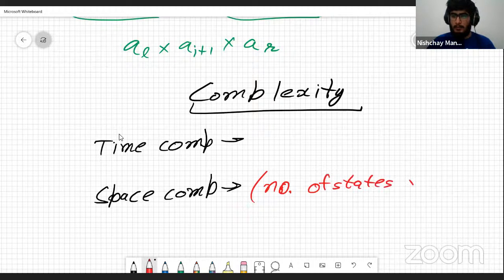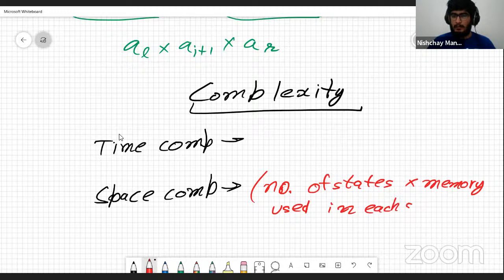into memory used in each state. This is the complete space complexity, right? And the memory used in each state, like in our case, is just big O of 1, because we're just storing the answer that this state is going to have. We're just storing the minimum number of steps this state is going to have. So here it's big O of 1. Many dynamic programming problems have memory used in each state as big O of 1. So basically it boils down to the space complexity being equal to the number of states.